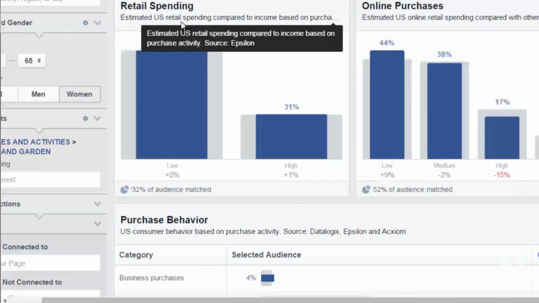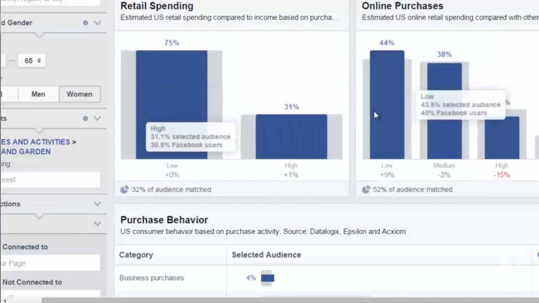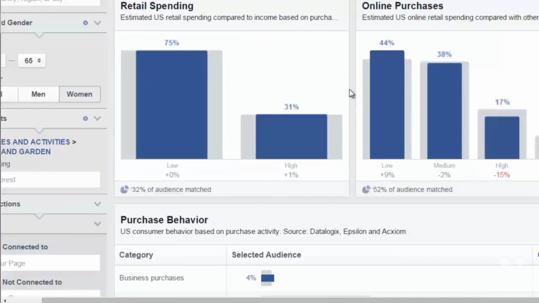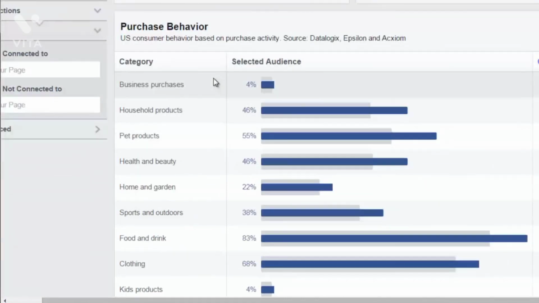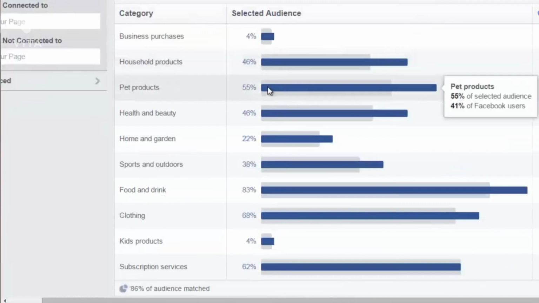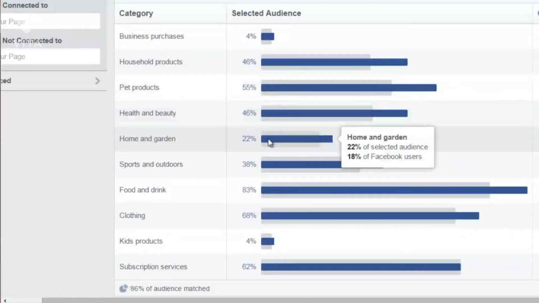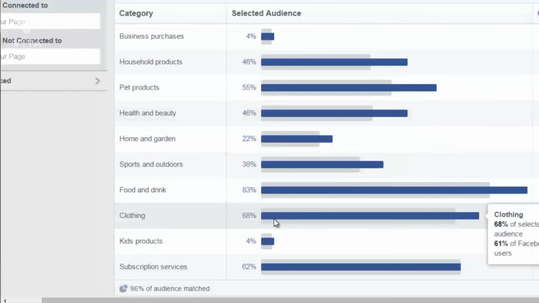So U.S. retail spending, that might be like the majority of retail. So gardening is very specialized. So they're spending more time on tools and seeds and everything else. Purchase behavior, what are they purchasing? So this is going to reveal to you a lot of information. So business purchases obviously are not a lot. Household products, pet products, health and beauty, home and garden, food and drink. So they basically spend most of their money on just basic essentials.